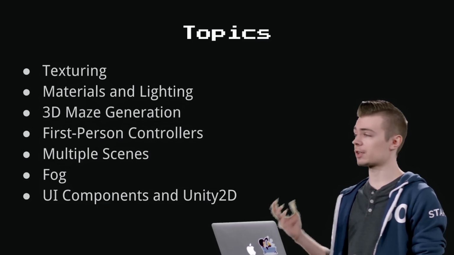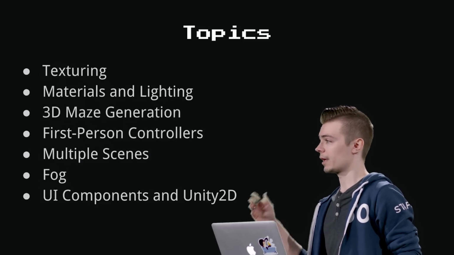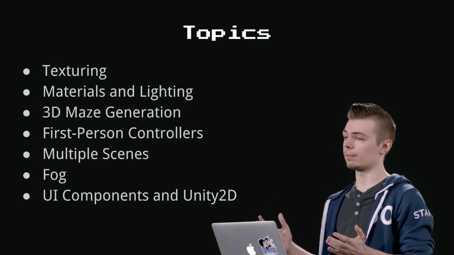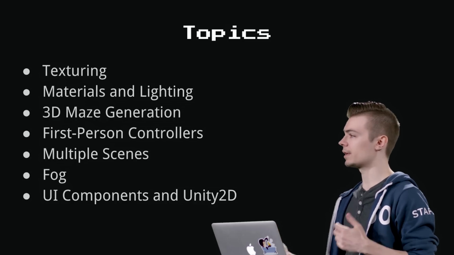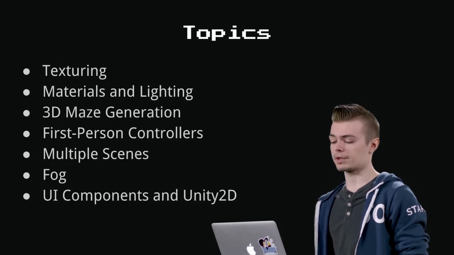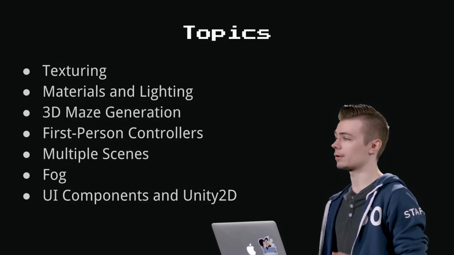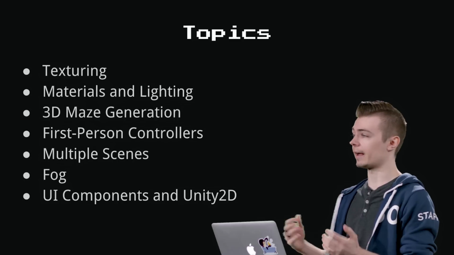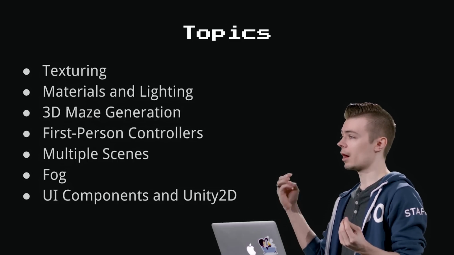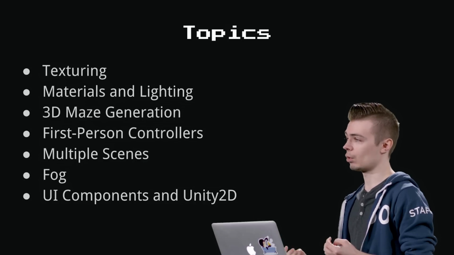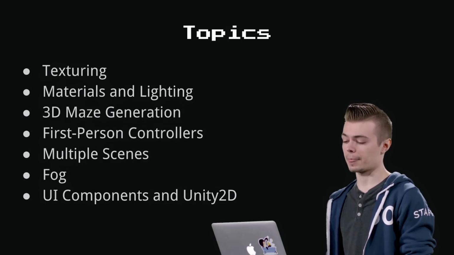We'll be talking about texturing. Recall last week, the helicopter and all of the items in our game were just flat colors. They didn't really have any textures associated with them. We'll talk about how to assign textures to materials and how to apply those materials to objects in our scene. We'll talk about materials and lighting, so not only materials, but also the different kinds of lights that Unity supports and a few details about those.